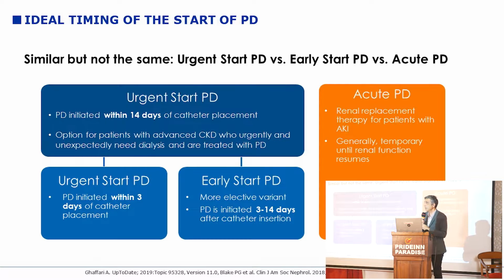I also put these definitions; they are similar but not the same. Urgent start PD is PD initiated within 40 days of catheter replacement, and this might be an option for patients with advanced CKD who unexpectedly and urgently need dialysis, and we want to treat them with PD. Urgent start is when you start PD within 3 days, which is really pressing. Early start is about 3 to 14 days. Then we also have the concept of acute PD, which is for patients with AKI, and this is generally temporary until renal function comes back.